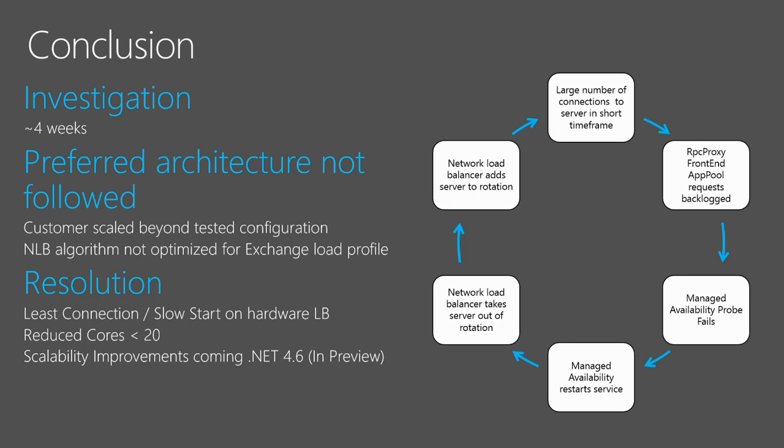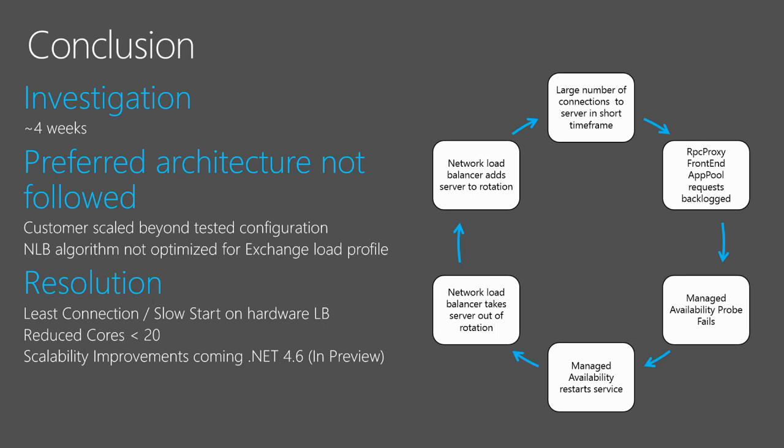So let me wrap this up, and I'll hand it over to Nasser. Just to recap what was happening in this customer case, and we had to go through this analysis, the investigation took us about 4 weeks. There were a couple of things that the customer didn't do. One is, from a preferred architecture standpoint, they scaled up beyond what we typically test with inside the service. The other thing is the network load balancer wasn't optimized for Exchange load. They were using least connections. And so every time the processes would cycle, they would have a bad experience and have a batch of clients that would disconnect.